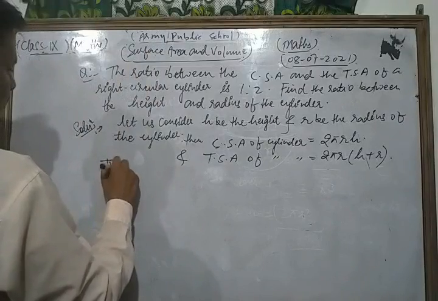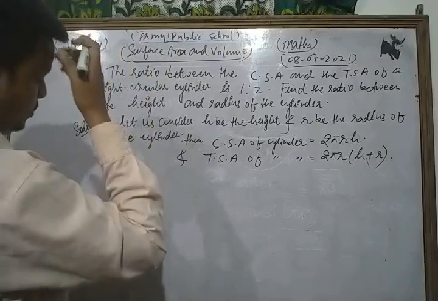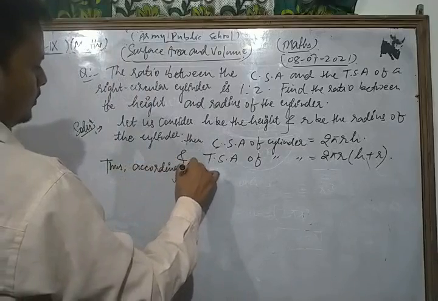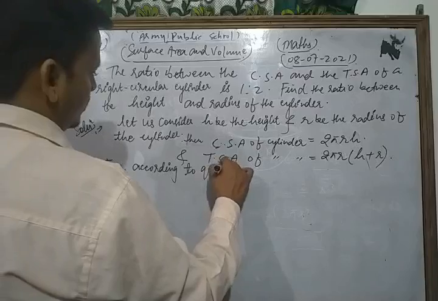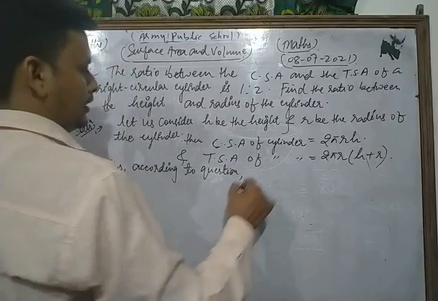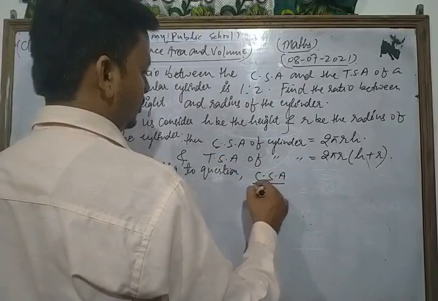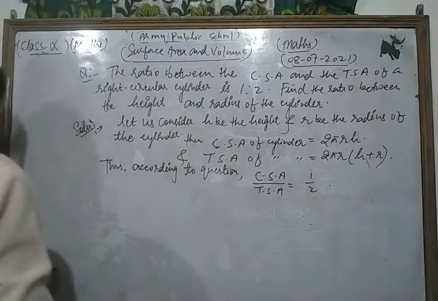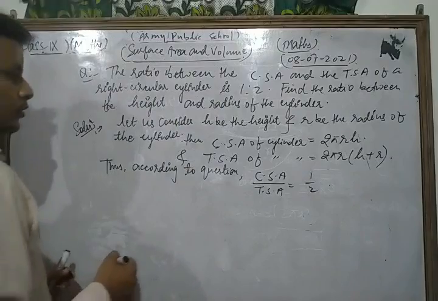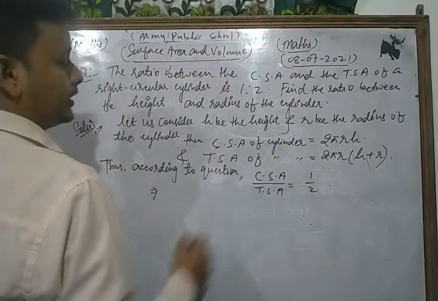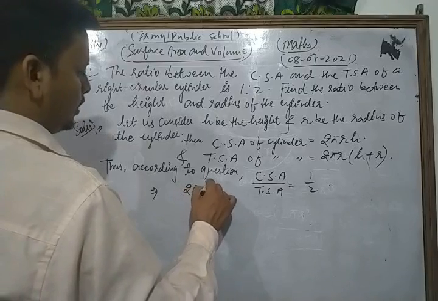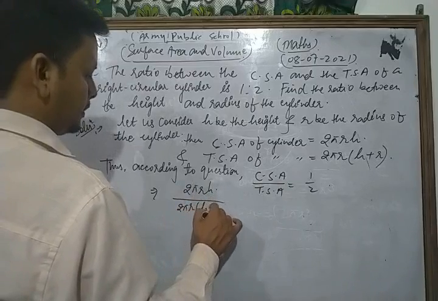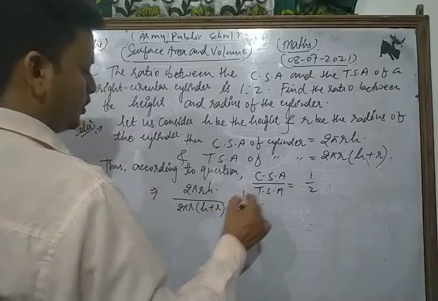Thus, according to the question, CSA upon TSA is equal to 1 upon 2, because the required ratio is given. Now we put the formula. Here CSA is 2 pi r h upon TSA, which is 2 pi r (h plus r), is equal to 1 upon 2.